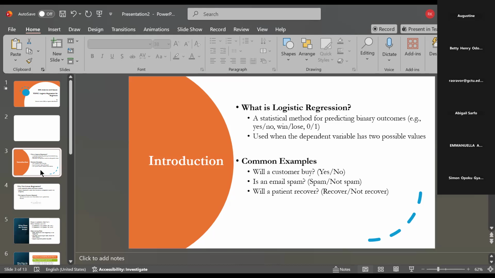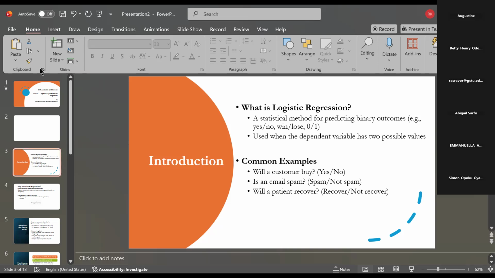Binary. That is yes or no, win or lose, 1 or 0. You do not use regression. Rather, you use what we call the logistic regression model, or the probabilistic regression model. So we use it when the dependent variable has 2 possible values.